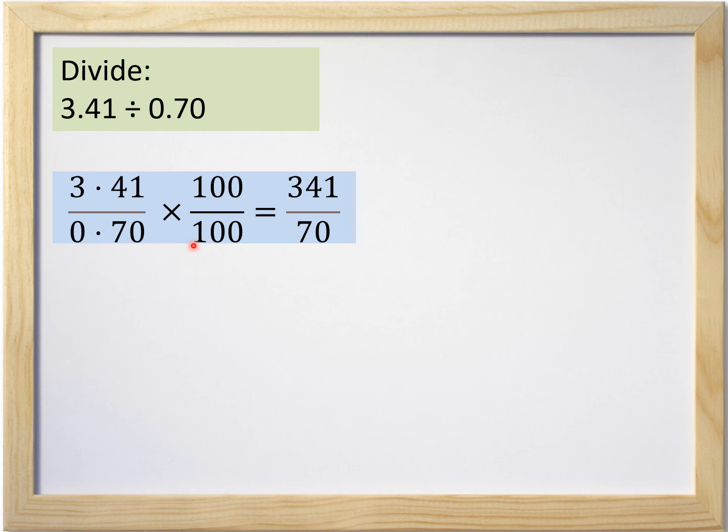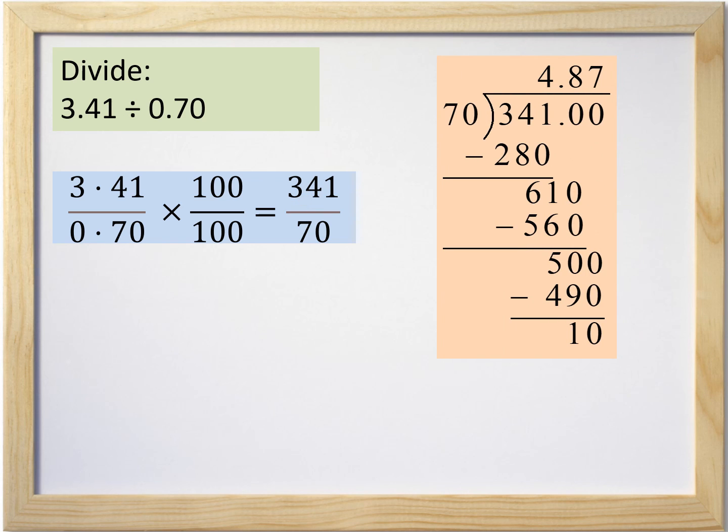Understood, children? Because if I multiply 0.70 by 100, the decimal point will move two places to the right. So it will become 70. Now, if I multiply 3.41 by 100, again the decimal point will shift two places to the right. So 3.41 will become 341. So now I can divide 341 by 70. Both are whole numbers. Let us see the division, how to do it.